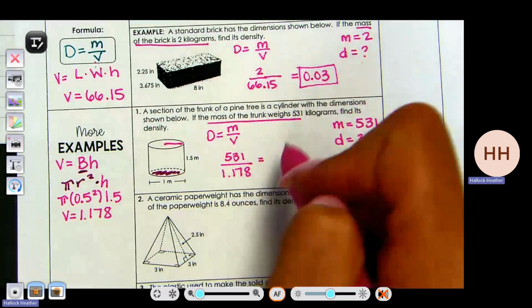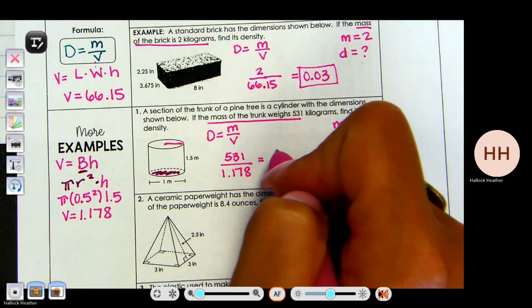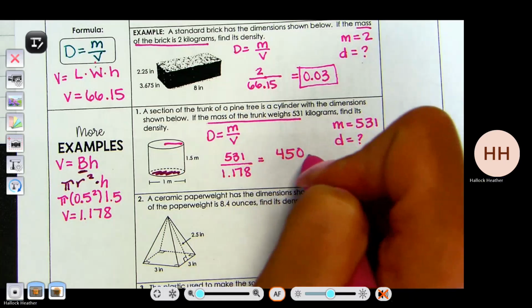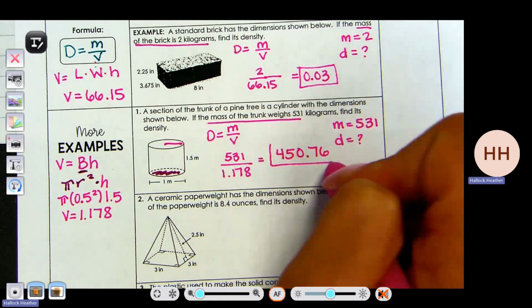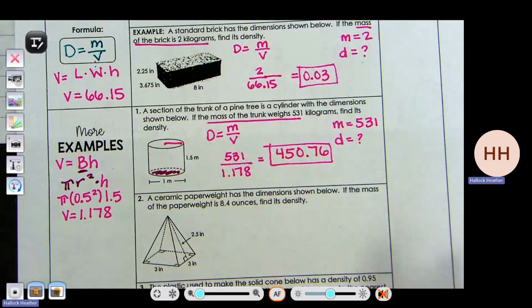Okay, so what do we get? Like 450.76? Yeah, right? Okay. How do we feel? This isn't bad, right? Not terrible. Okay. Let's go to the next one.